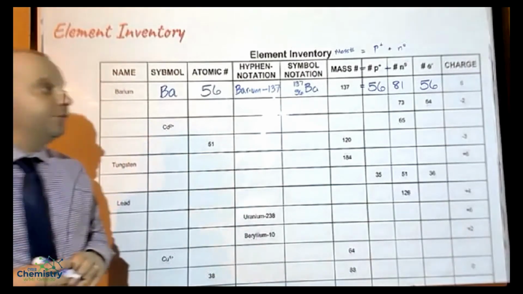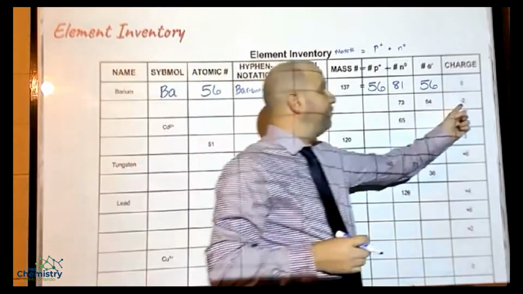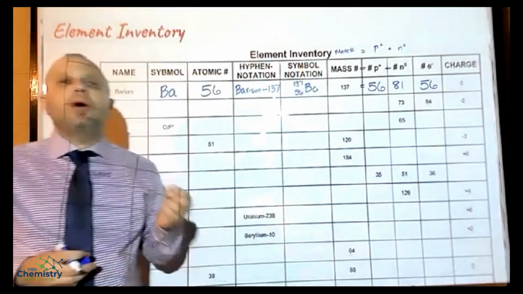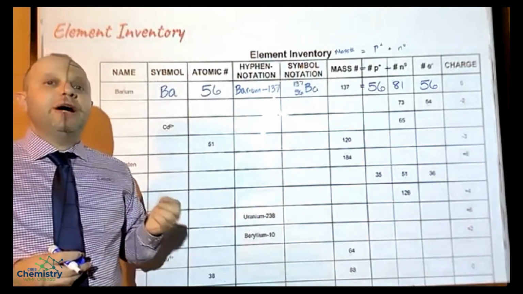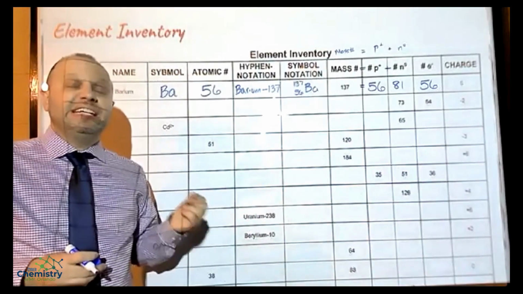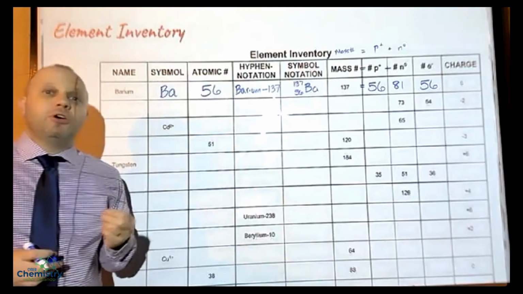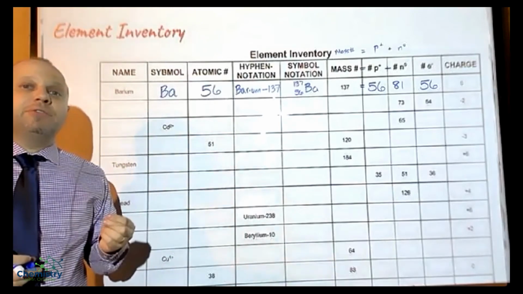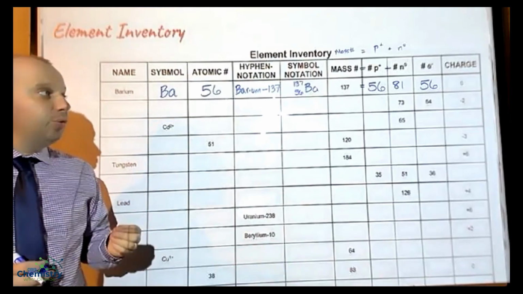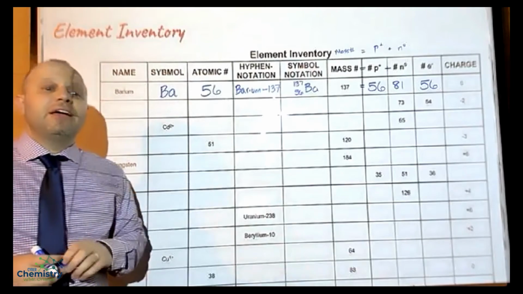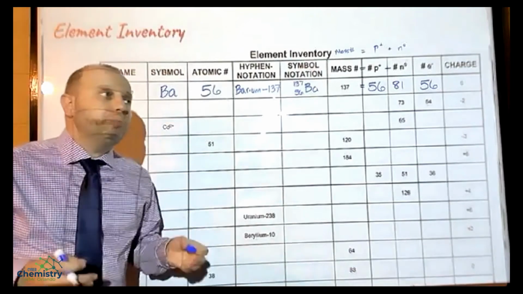So what you're going to look at is the charge. If you notice, the charge is -2. That means you have more electrons than you have protons by 2. Keeping in mind, electrons are the negatively charged particle. So if I have more electrons than I have protons by 2, and the problem tells me that I have 54 electrons, then I must have 52 protons.